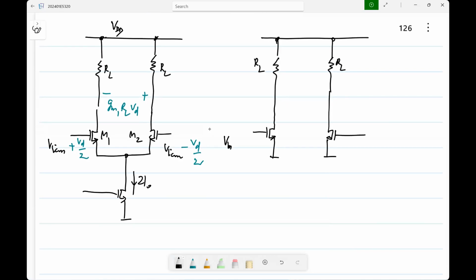And here I use some V bias so that the current is I naught. The voltage there, the output voltage, what will it be? The operating points I have chosen to be the same. So what will that voltage be? Same as earlier, right? It will always be GM1 RL VD, and GM1 is the same as before. Okay.